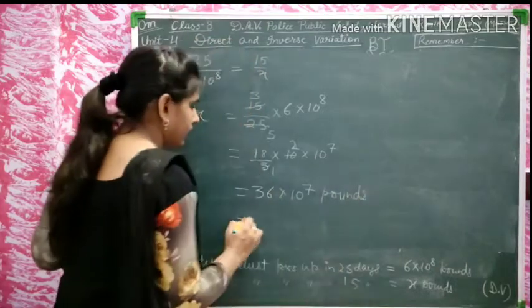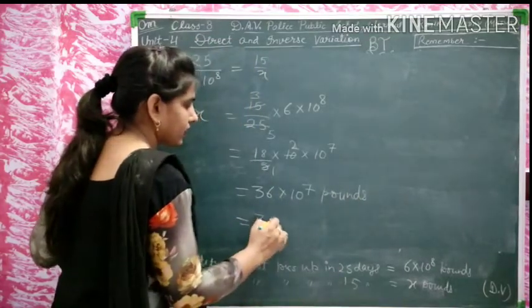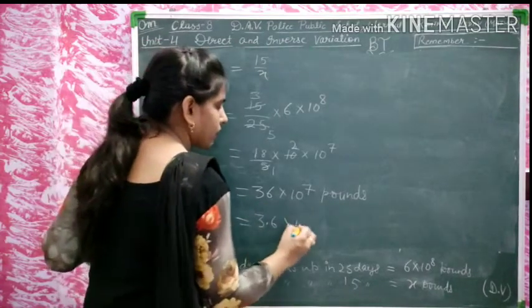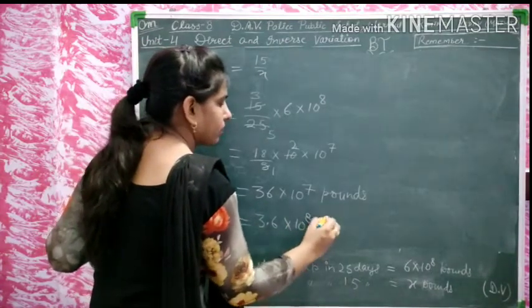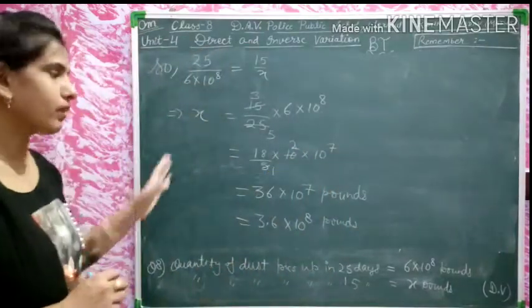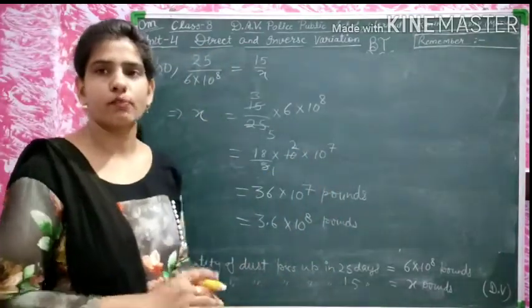Or we can say here that 3.6, if the decimal is shifted to the left, the power increases, that is 8 pounds. Is this clear, students? We will get this answer for this question.